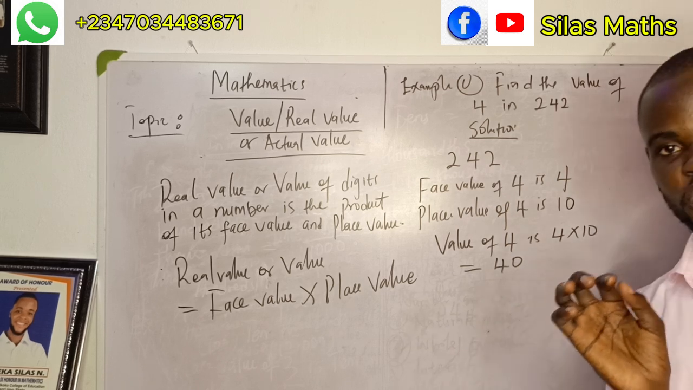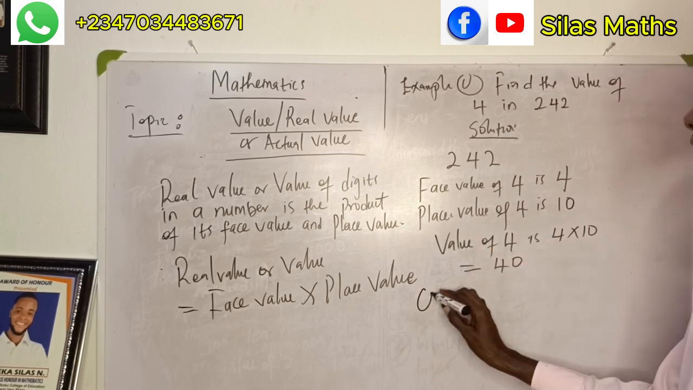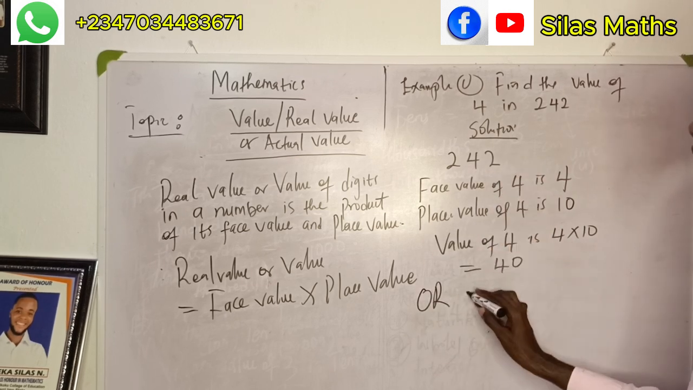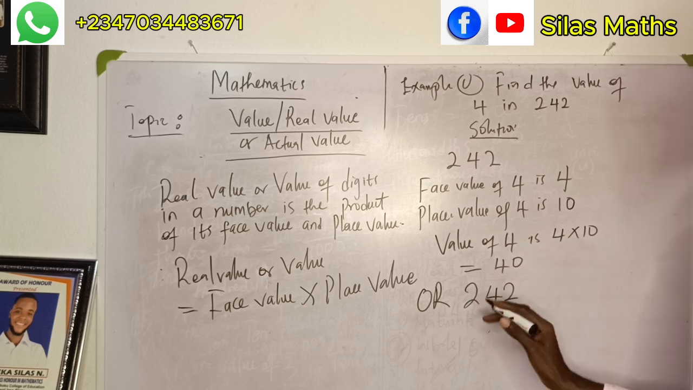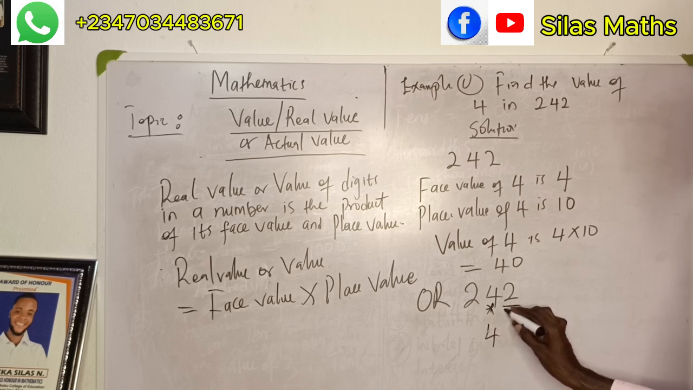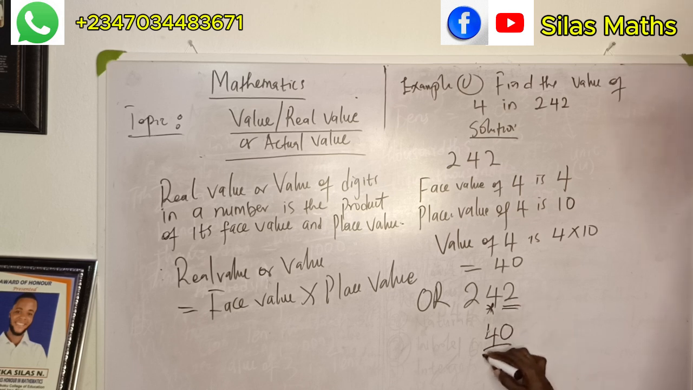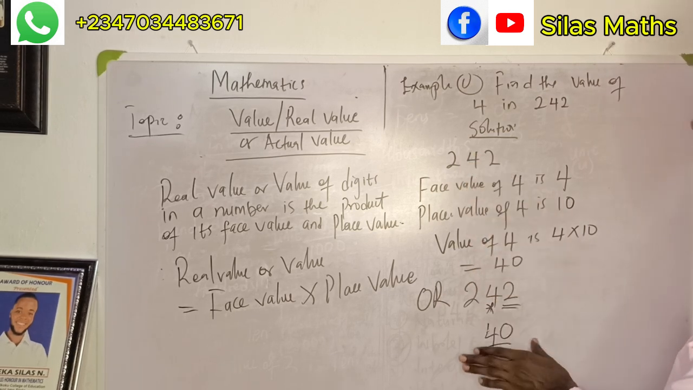All right, there is another short way or shortcut of finding this. Now, in this number 242, the value of 4, this 4 here, the value is just the number 4. Then the remaining digits over here we change to 0. That is 40. You see? So that means the value of 4 in this number is 40.